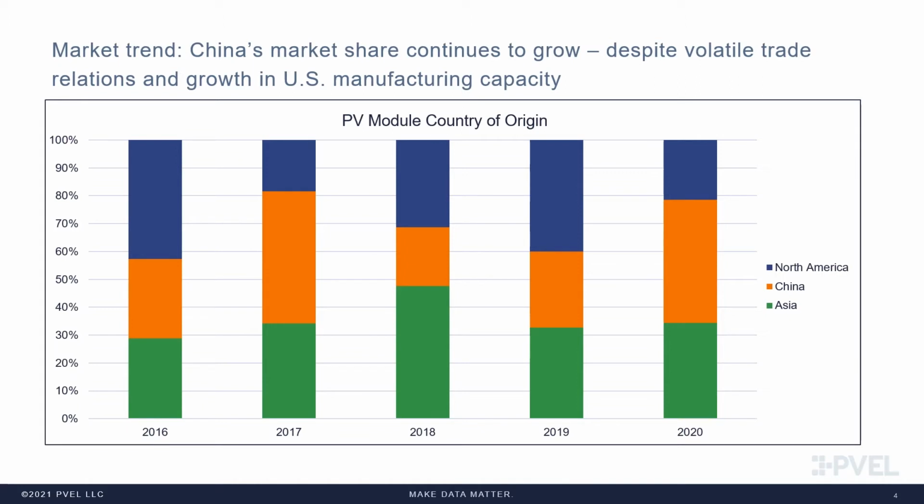Over the past 5 years, we've seen a mix of module factory locations supplying the US market and PVEL's PQP. Even with the introduction of tariffs in 2012 and 2014, and then the introduction of new tariffs over the past 4 years, we've continued to see module supply from China, and the market share from China is even increasing over the past 3 years.